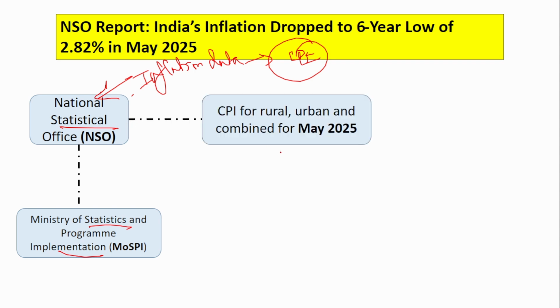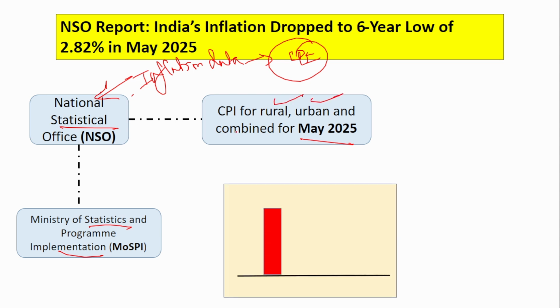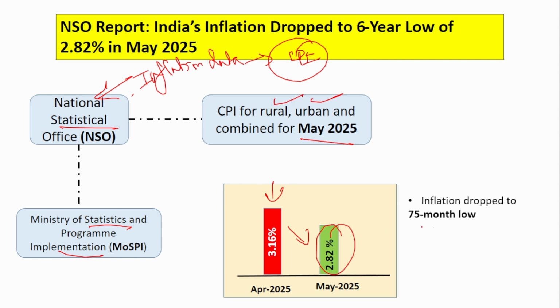For May 2025, it has released the CPI for rural and urban combined. Here, the inflation has come down compared to the previous month, April 2025. That is, from 3.16% inflation in April 2025, it has come down to 2.82% in May 2025. This is a 75-month low inflation, almost a 6-year low. So the inflation has gone down that low.